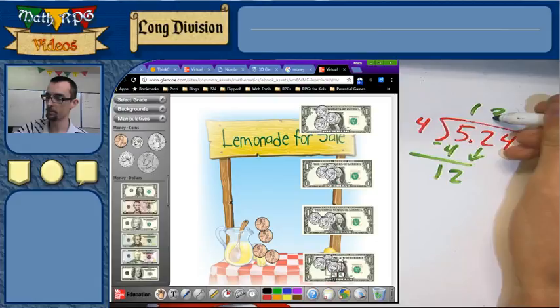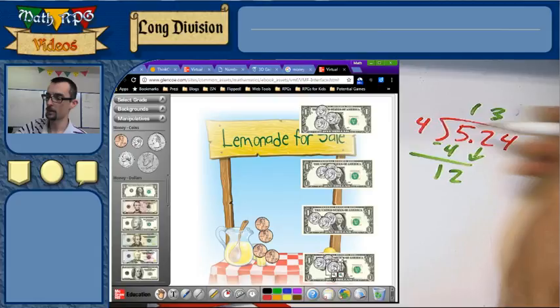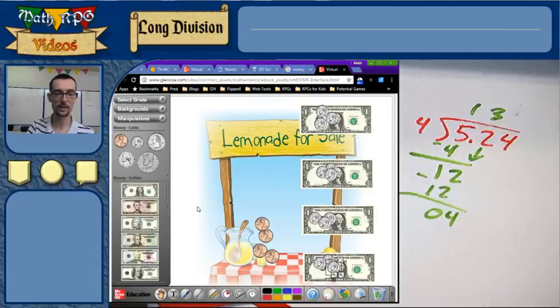And 3 times 4 is 12. That left me with 0 dimes left over. Now I just have my 4 pennies that I had here. So I didn't have any dimes left over to exchange for pennies. Now I just have these 4 pennies to divide up, and everybody gets 1 penny.